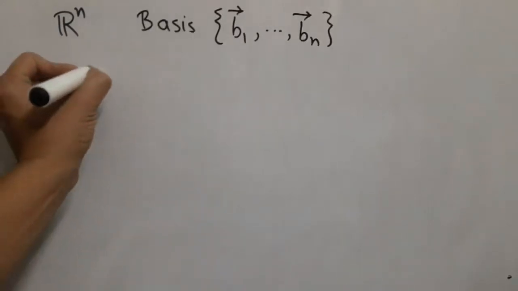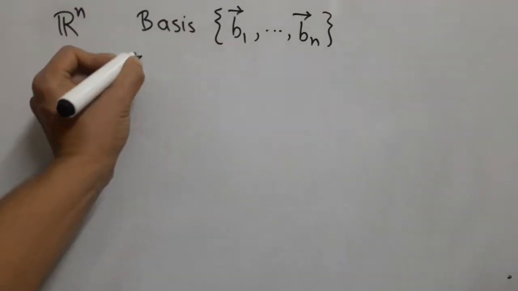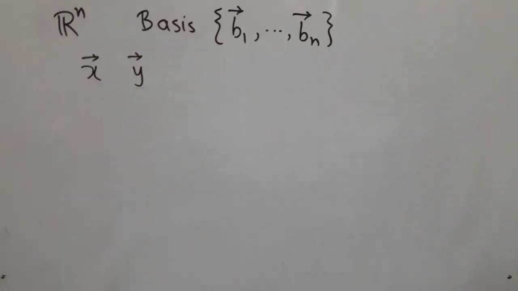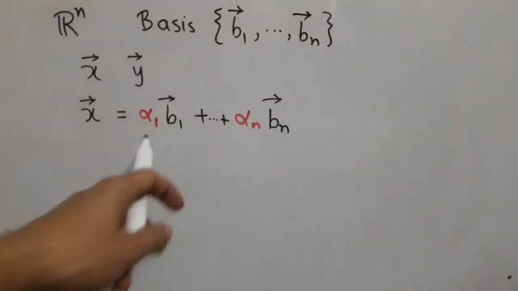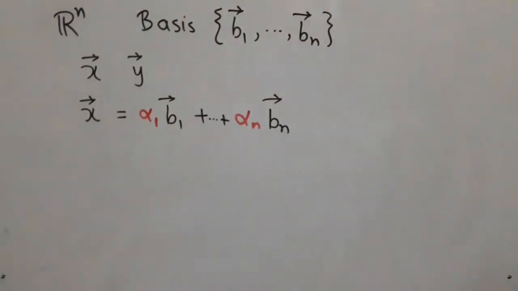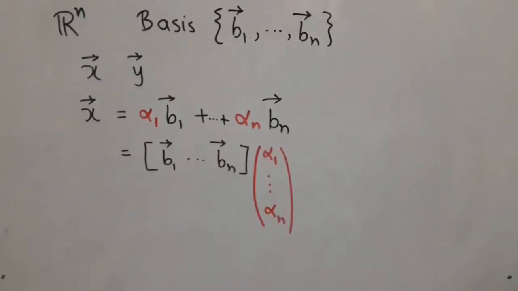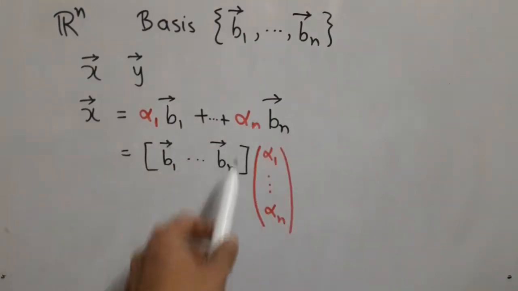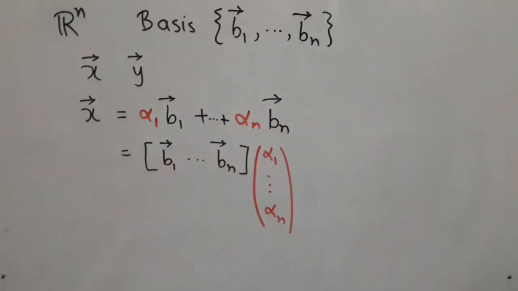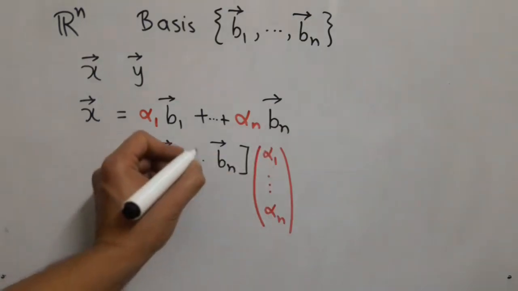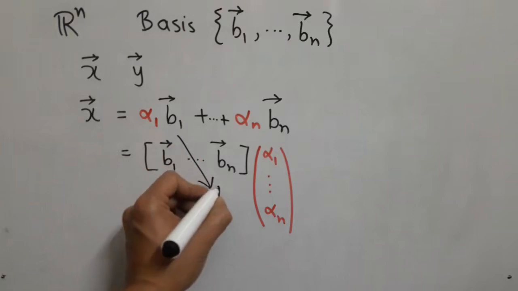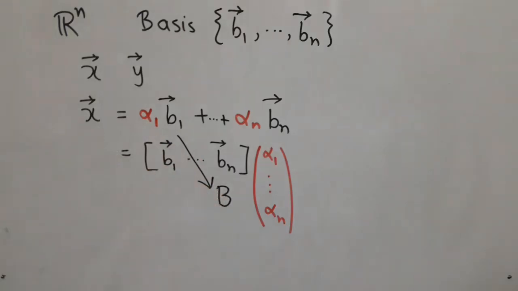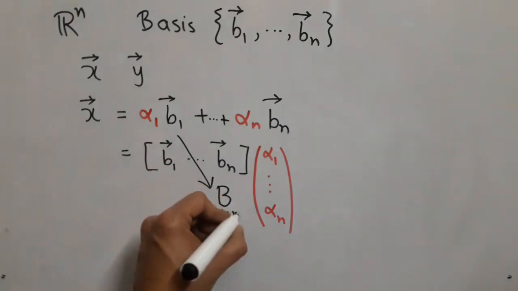Now we take two vectors x and y in Rn and we are trying to compute their inner product. So we first express x as a linear combination of the basis vectors. Now we can consider this as a matrix times vector multiplication. The matrix consists of the basis vectors as its columns, times the vector of coefficients. Now let's call this matrix the matrix B. It's an n cross n non-singular matrix.